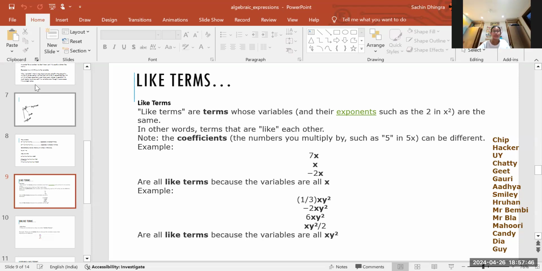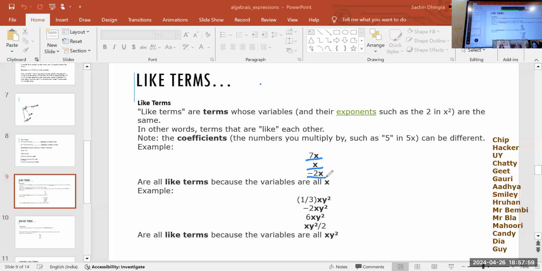For example, 7x, x, minus 2x. They are all like terms. Thank you, Chippy. So these are all like terms: 7x, x, minus 2x. Now, why are like terms important? Because we can add or subtract them.